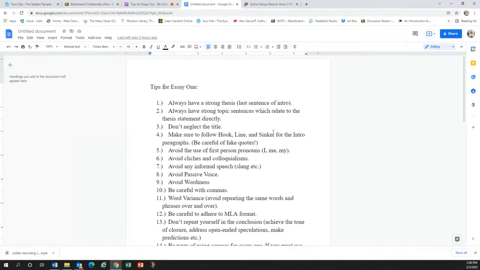Number 2 goes hand in hand with number 1. Always have strong topic sentences which relate to the thesis statement directly. Number 3 is don't neglect the title. The title is part of the attention getter. It's a part of the hook. You can use the title to get people's attention the same way you would use the actual first few sentences of your intro paragraph. So don't neglect the title.